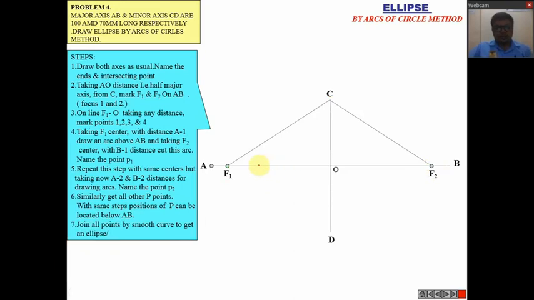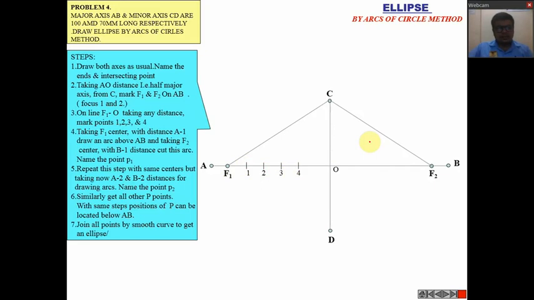Then next, indicate points A and B in the same manner. Now you have to consider here a random number of parts. It is not compulsory to consider 4 number of parts, and it is also not compulsory to take equal parts. It means from F1 to 1, 1 to 2, then 2 to 3, 3 to 4, it is not compulsory to take the same distance. You can consider random distances here and mark points 1, 2, 3 and 4.